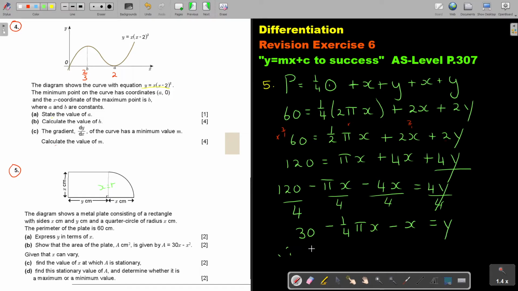So therefore, I'm going to make it red so that it stands out a little bit. y is equal to 30 minus x minus a quarter pi x. Okay, that's what they want. Express y in terms of x. We go on.